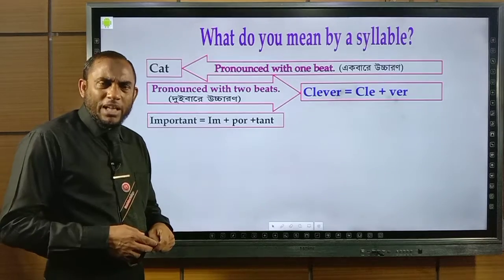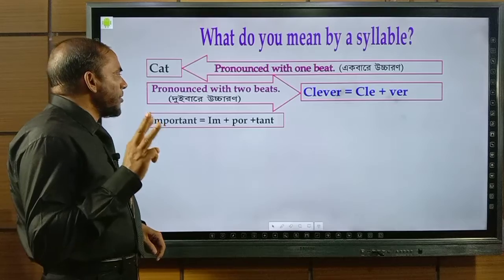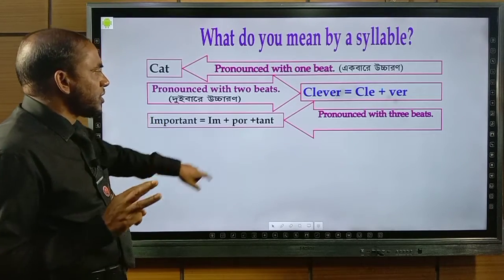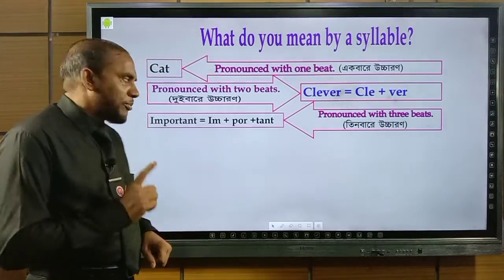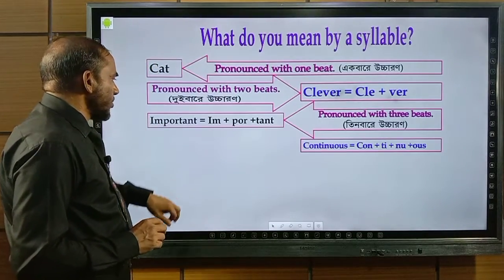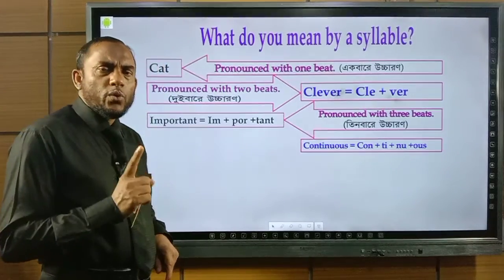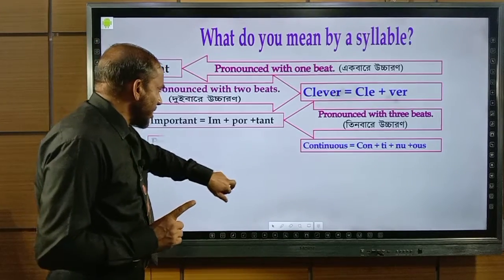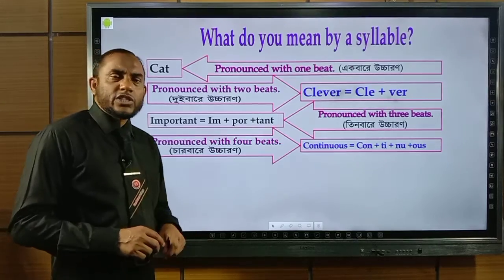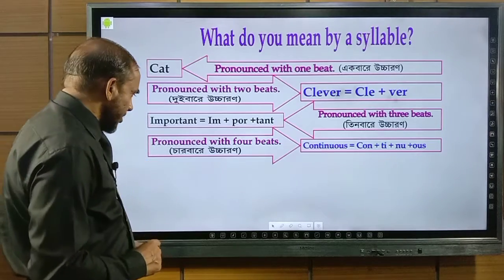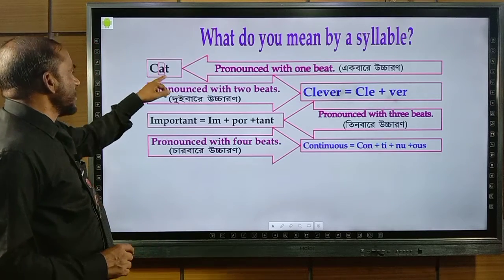And now, important: im plus por plus tant. Three beats. I mean, this is pronounced with three beats. And now follow, dear students, continuous: con-ti-nu-ous. I mean, this is a word pronounced with four beats. And now follow, dear students, C-A-T, A.